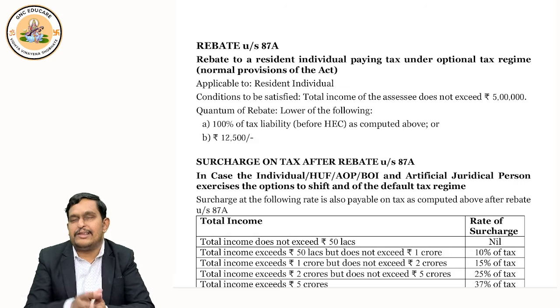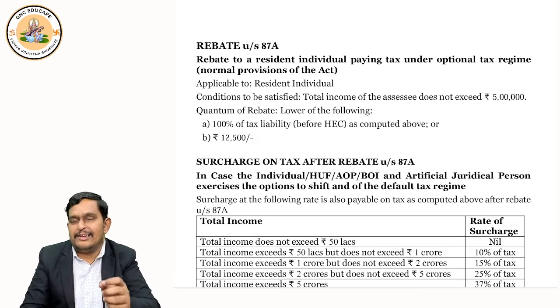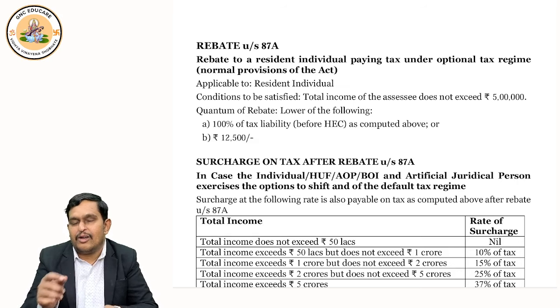Very good. So rebate is available to whom? Resident individual. When? If income is up to 5 lakhs. How much? Either the tax before cess or 12,500, whichever is lower. That's it.